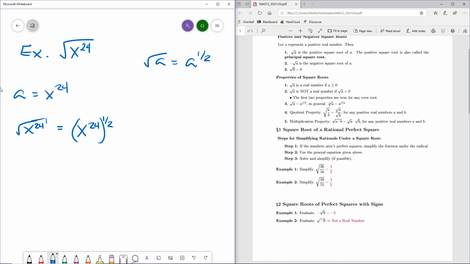So remember, when it's a power to a power, what do we do? We're going to multiply the exponents. So it's going to be x to the 24th times 1/2. And when I multiply that, it's 24 over 1 times 1/2. What do you do when you multiply? You go straight across. So then we get x to the 24/2. And then that can be reduced. It's 24 divided by 2. What is that? That is 12. So the square root of x to the 24th is x to the 12th.